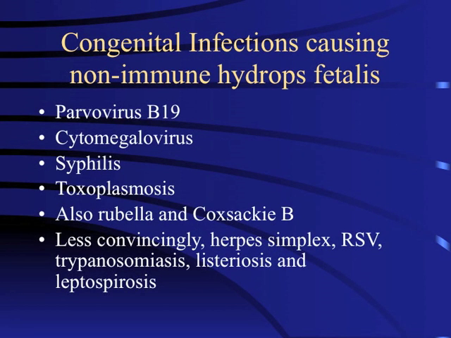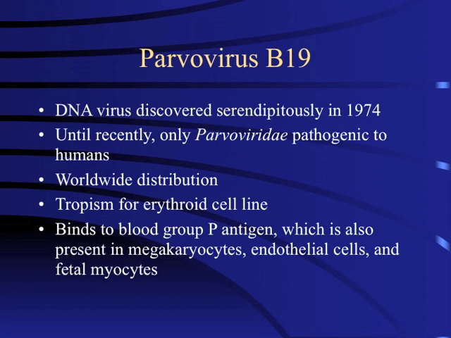As you can see, there are multiple causes for hydrops fetalis. The big categories are cardiac, and then the two big categories can be immune or non-immune hydrops fetalis, and within the non-immune are all the congenital infections. The most common causes are parvovirus B19 and cytomegalovirus, but there are other agents that have sometimes been described in case reports. In this case, what the baby had was parvovirus B19 infection, and this is a DNA virus that was discovered by accident in 1974 when they were trying to find the agent for hepatitis B.